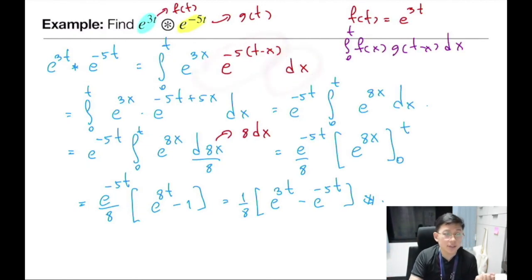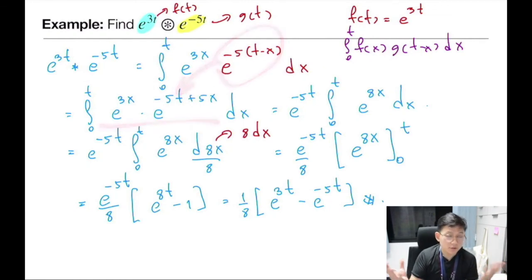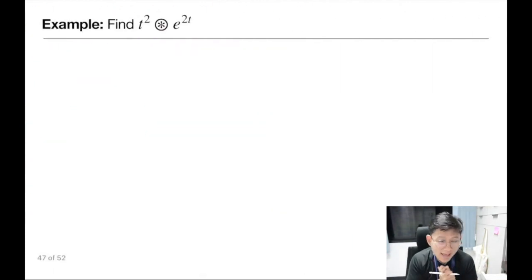Okay, dx. And again, guys, you just split this term into two terms, and then we integrate with respect to x. So t is considered a constant, so I can pull e to the minus 5t out, like that, and I integrate this part. And that should be easy, right? It's calculus 1. Okay, so let's look at the next example.